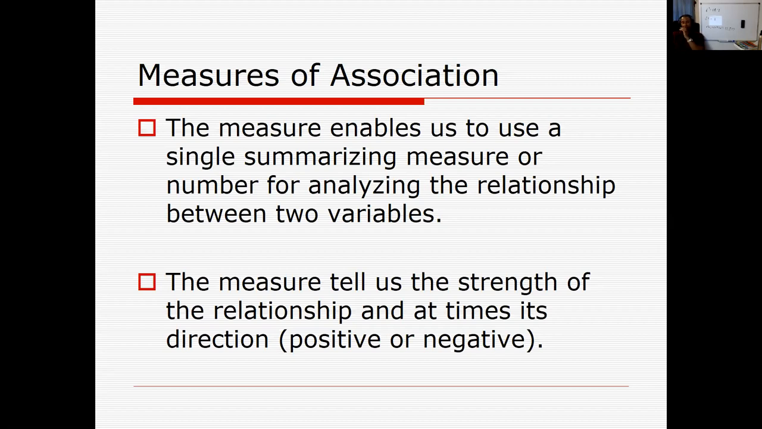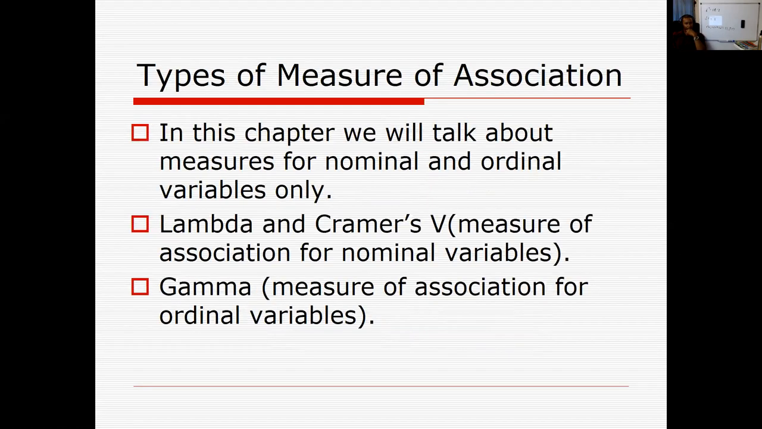As you see with the second bullet point, the measure tells us the strength of the relationship and at times the direction. What I mean by at times is if you have ordinal level data, it'll give you positive or negative. With positive relationships, the two variables vary in the same direction. With negative or inverse relationships, the two variables go in the opposite direction, okay? So if you have ordinal level data, it can tell you direction. If you have ordinal or what we refer to as dichotomous nominal, it can also tell you direction. We're going to cover what a dichotomous nominal variable is coming up, okay?